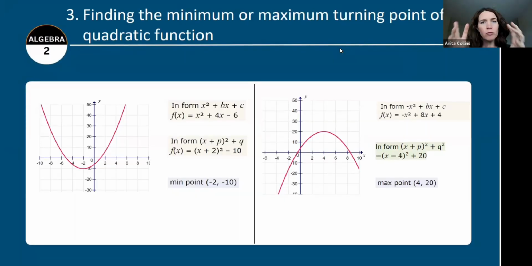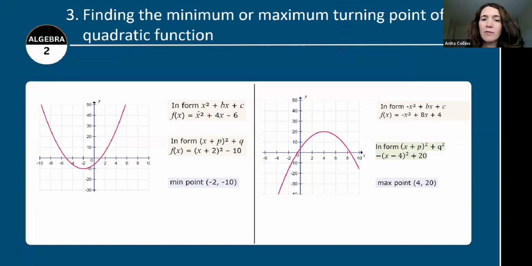Right, we got an overview of the different types of graphs. We learned how to complete the square. Now we're going to look at putting the two things together, the completed square form and the graph of a quadratic function. So you'll see here, we have got a U-shaped graph, which we know is quadratic. It is an x squared term.